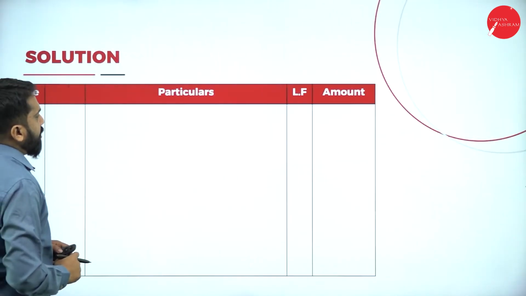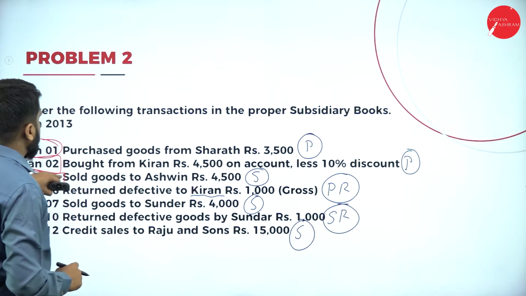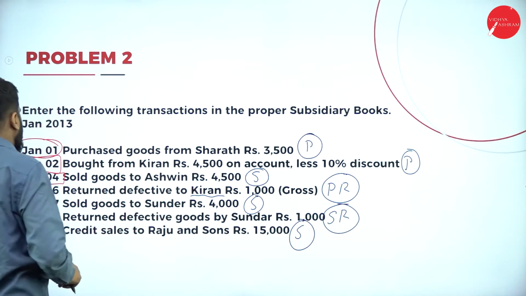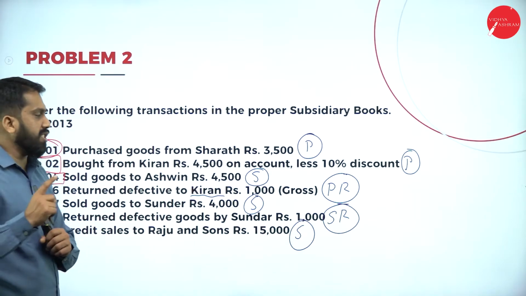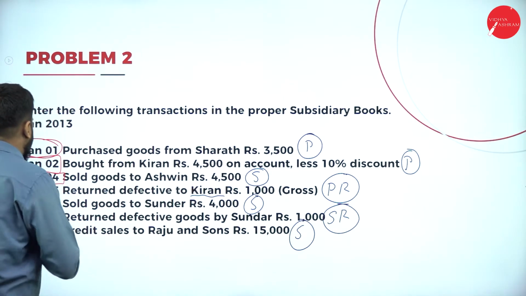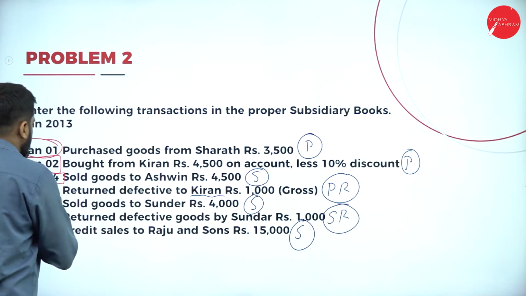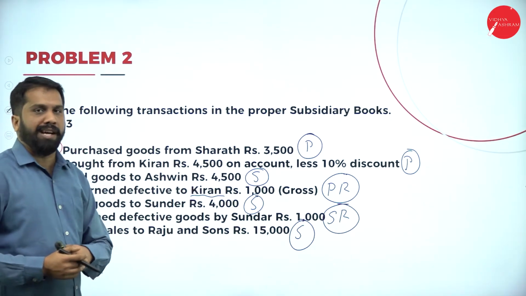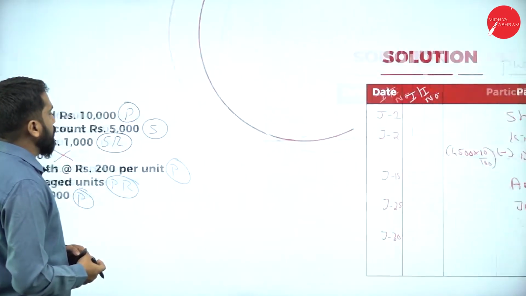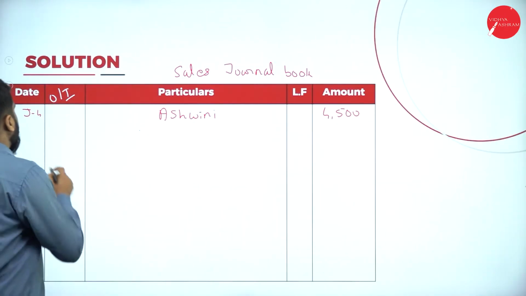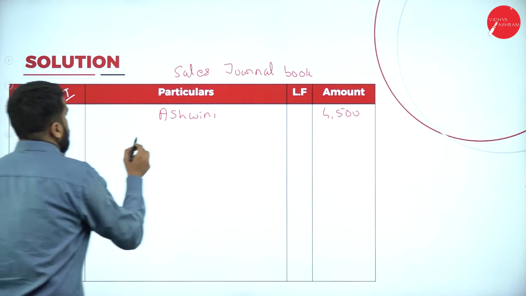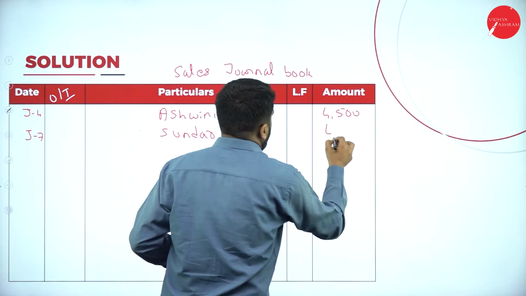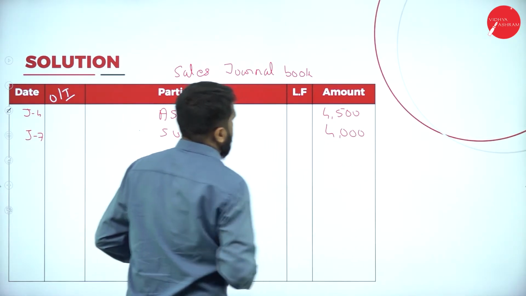Now, again, I'll go back. Is there anything? This sales is done. Is there? Yes, one more we have. Next. So, after this, we have one more. That is January 7th. January 7th, we have sold goods to Sundar 4,000. Now, this is done.